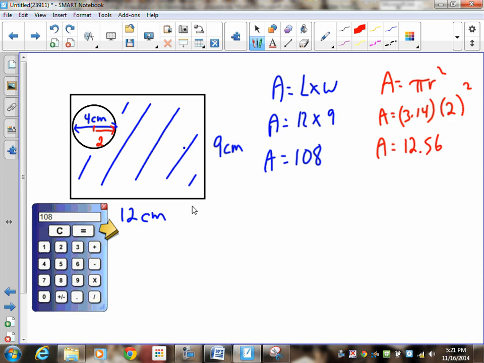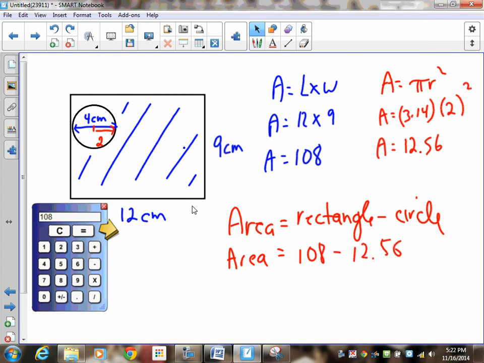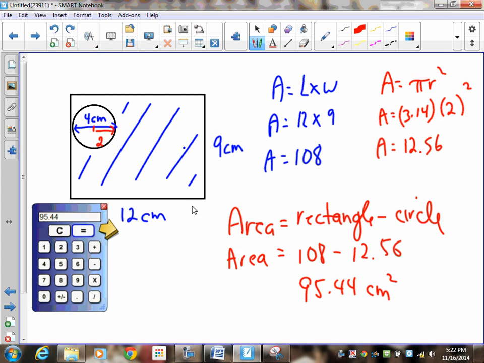All right. So now that I have that, the area of the shade is going to be equal to the rectangle, subtract the circle. So I have 108, take away 12.56. On your calculator, your answer is 95.44. Remember, we're in centimeters, so that is centimeters squared. All right? Now, let's try the next one.